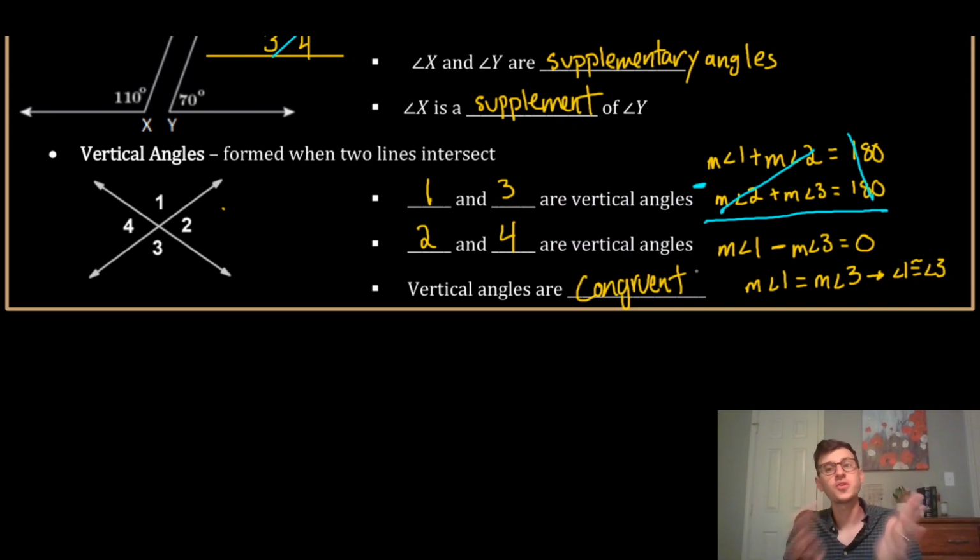Okay, so those are your 3 types of angles. Complementary angles add up to 90, found in right angles. Supplementary angles add up to 180. They're found in straight angles. And vertical angles are angles across from each other, formed by 2 straight lines, that are congruent to one another.